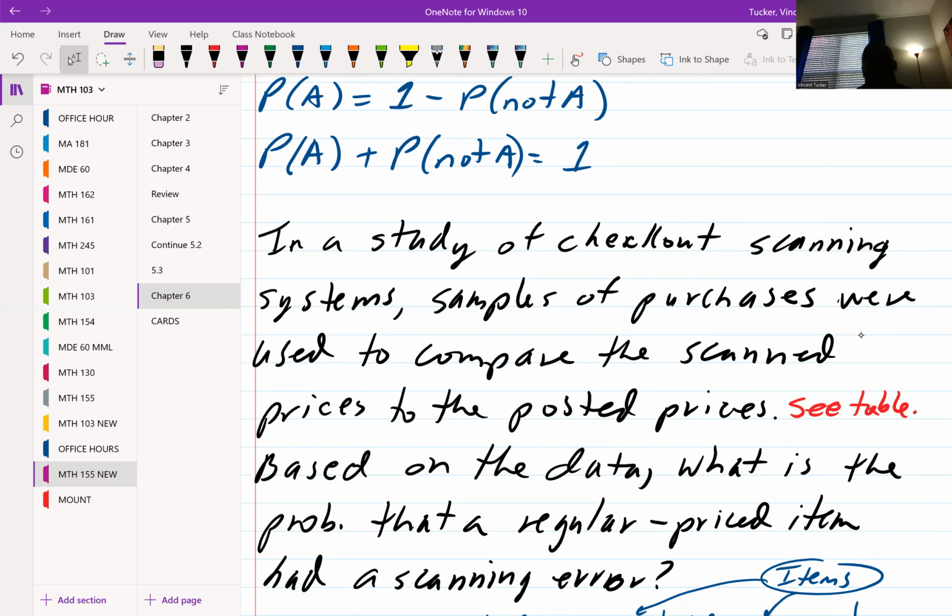All right, so in a study of checkout scanning systems, samples of purchases were used to compare the scanned prices to the posted prices. And it says see table. So we have a table down here. Based on the data, what is the probability that a regular priced item had a scanning error?